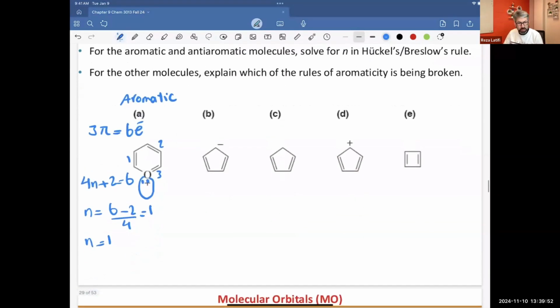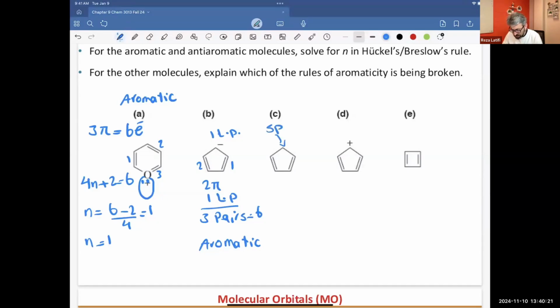Okay, next one. We have 2 pi bonds and 1 lone pair. So that means we have 3 pairs, equal to 6 electrons. So this system will be aromatic. Okay, aromatic compound.